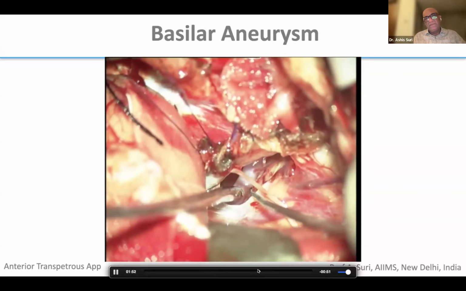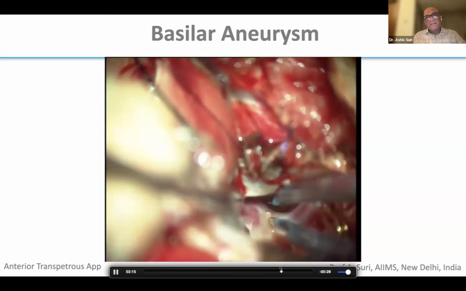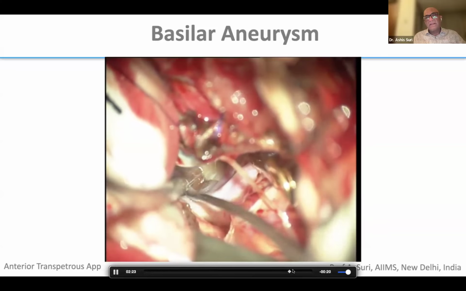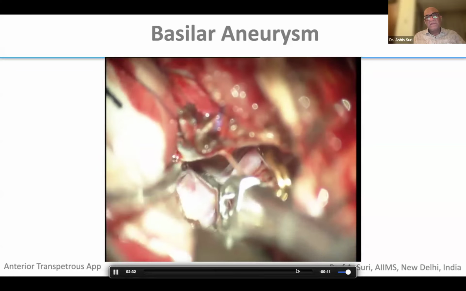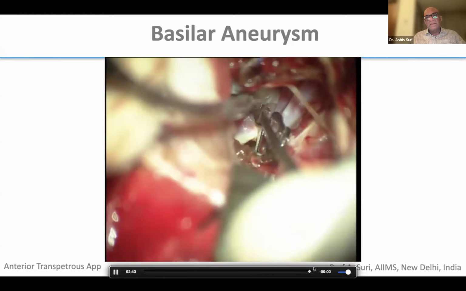Then you can actually take the leaf of the dura up, and you can have a proximal control of the basilar and one PCA. And then you can coagulate, and then water bath coagulation of the neck, and preserve the perforators and put a nice clip there.